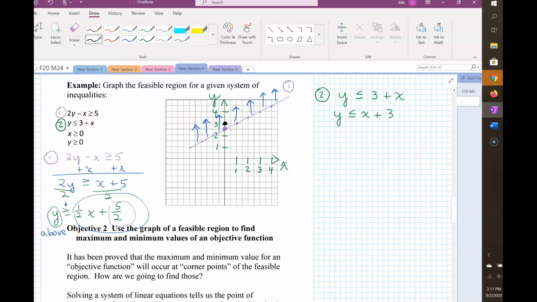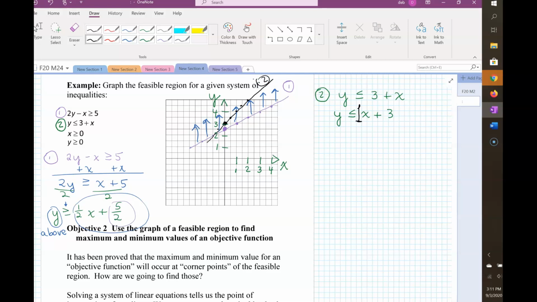And then my slope is 1 because I'm not seeing a multiplier here. If it's helpful, you can put a 1 there. So it's up 1 over 1, up 1 over 1, up 1 over 1 is the slope of this line. So then you're going to make your straight line. That's line 2. And then we have to make our shading decision.